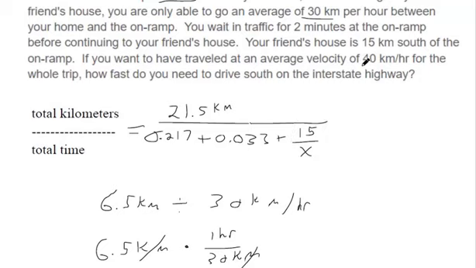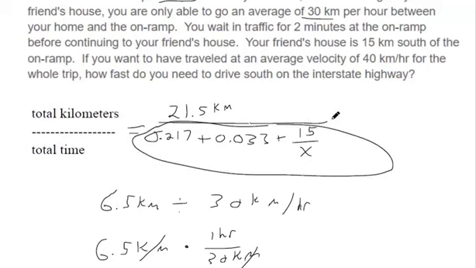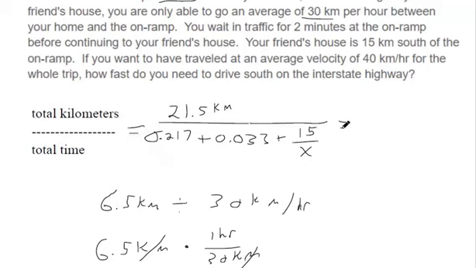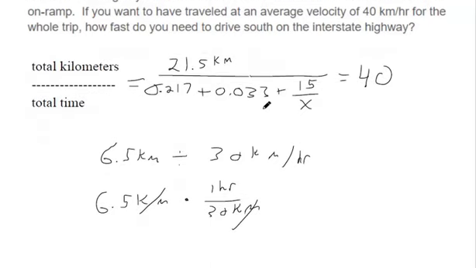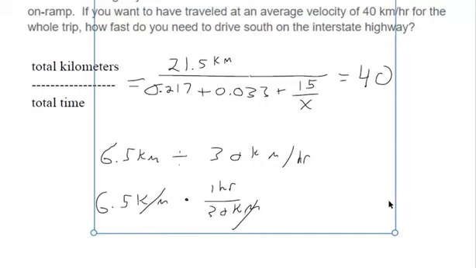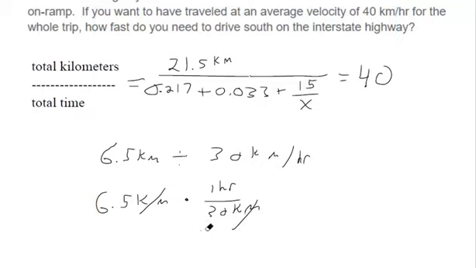And so this is all supposed to equal 40, because take the total kilometers, divide by the total time, that tells us kilometers per hour, that tells us our velocity. And the velocity is supposed to be equal to 40. So we just got kind of a complicated algebraic equation to solve, but I can obviously help you through that.